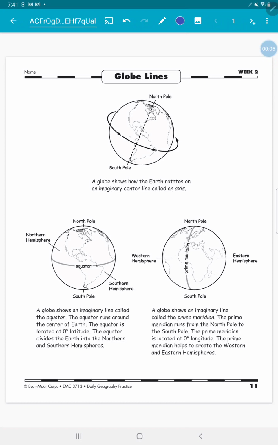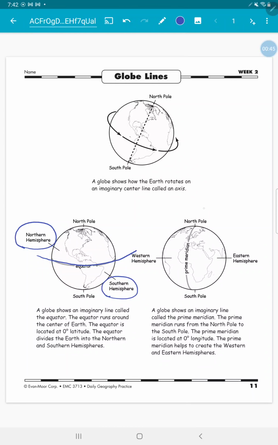Yesterday we talked about some imaginary globe lines that run across the earth that help us to split the earth into different sections. And we talked about the equator and the prime meridian, and that both of those split the earth in half to make the hemispheres. So let's take another look at the equator. The equator is the line that runs at 0 degrees latitude around the center of the earth, and it splits the earth into the northern hemisphere and the southern hemisphere.